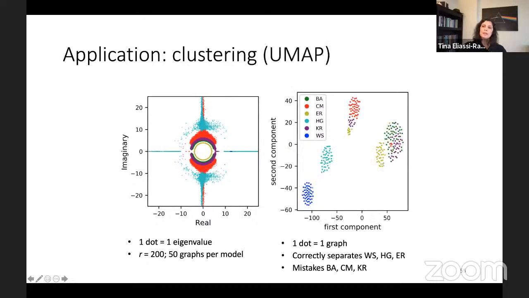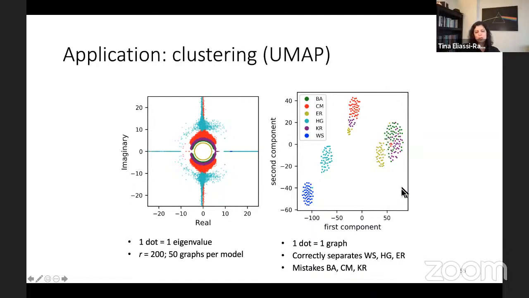And so then one of the things you could do is you could say, okay, I'm going to take these eigenvalue data, and what if I project them, for example, by using UMAP, uniform manifold approximation and projection, and will that separate the graphs that are being generated by these different random graph models? And that is what we see. Here on the right, what you're seeing is the first component and the second component after I do my projection with UMAP. Every dot is a graph, and you see that we're able to separate the graphs fairly well.